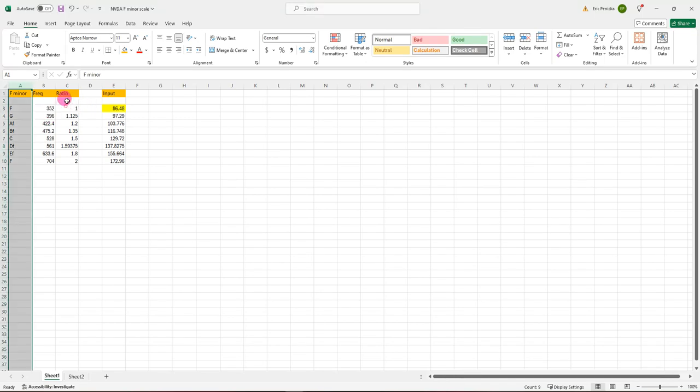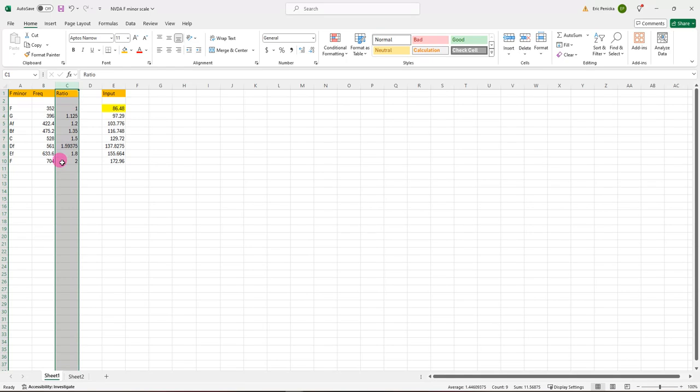So my ratios, the ratio set then is in column C. So my base would be 1, which would be that 352 tone. So when I divide 396 by 352, I get 1.125. Then the next tone is 1.2, then 1.35, 1.5, 1.59 or 1.6, 1.8, and then 2.